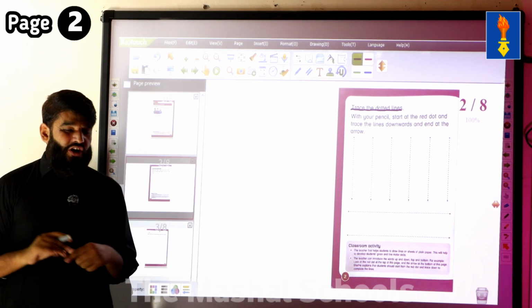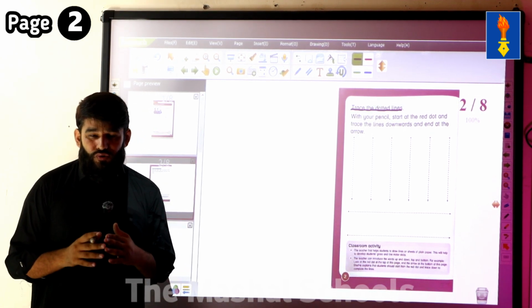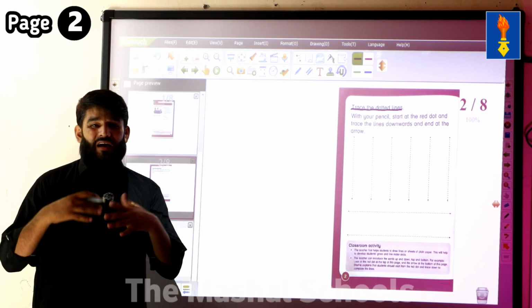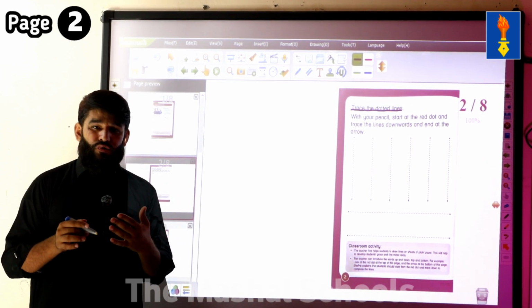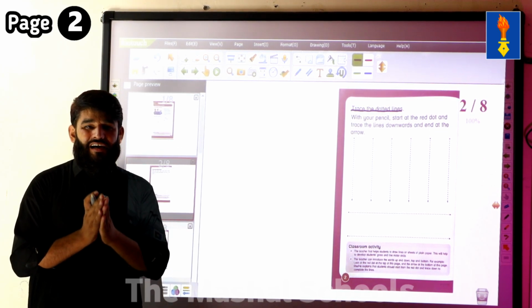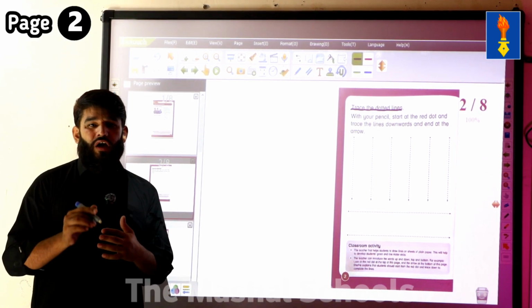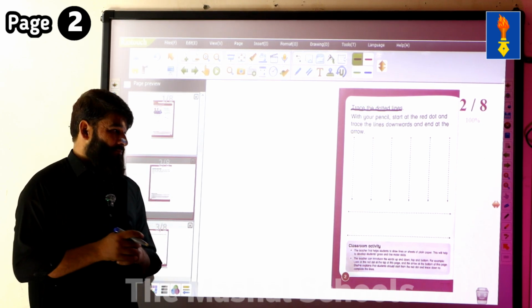On this page you have some dotted lines which we are going to trace, and by tracing that particular line we will be able to learn how to trace, because these dotted lines are in a proper row. You have to trace over that.